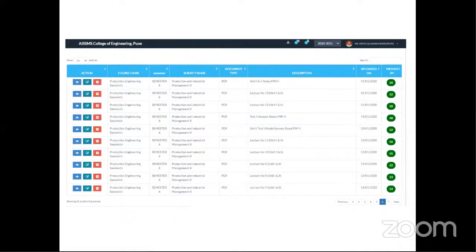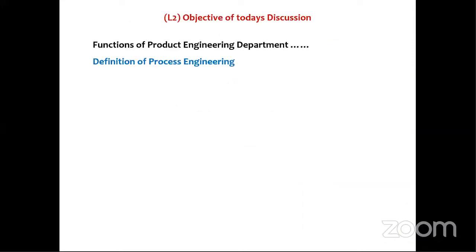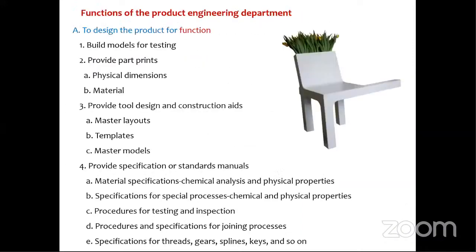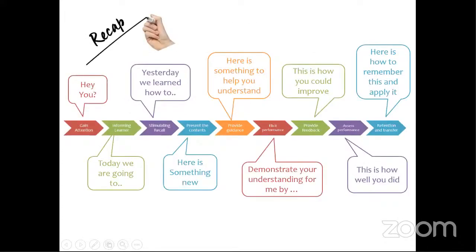I will show you one example out of this. Suppose lecture number 2 of product engineering. First of all, today's objective of today's discussion, the function and definition. Then you go with the lecture. There should be hardly 7-8 slides. And in the last, never forget to give them homework. Homework should be very light and a take away. It's nothing but outcomes of today's lecture, understanding the function of the product engineering department. Recap of all the presentation.